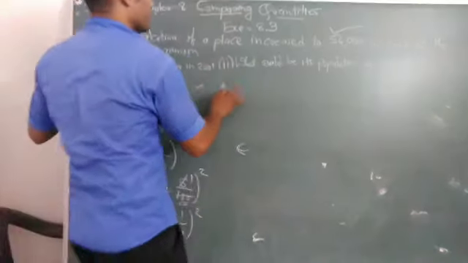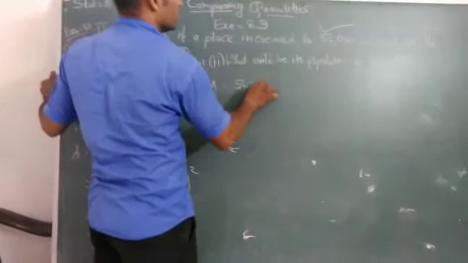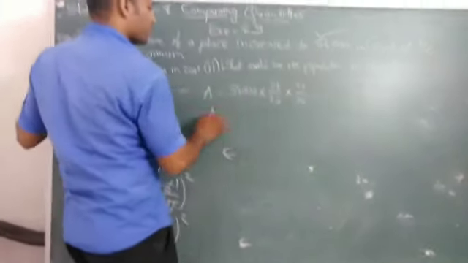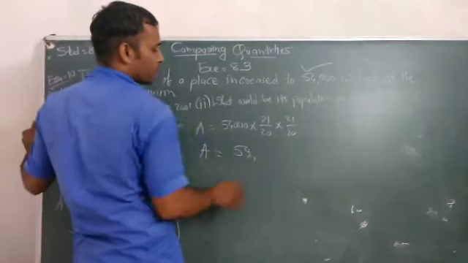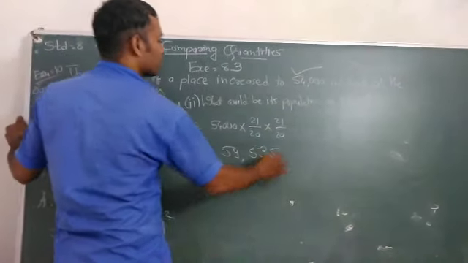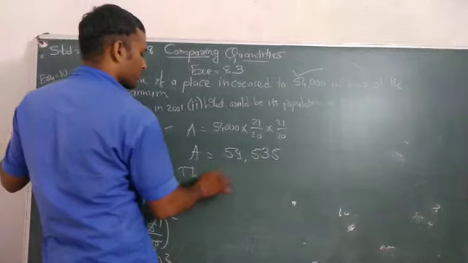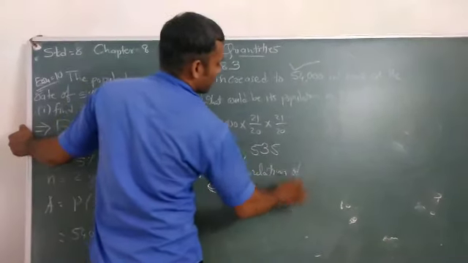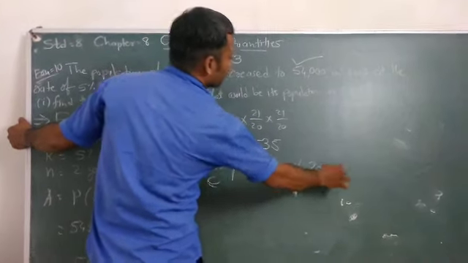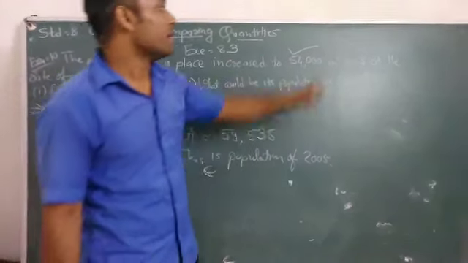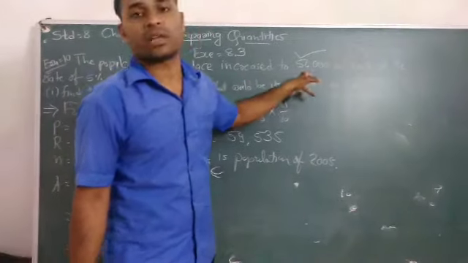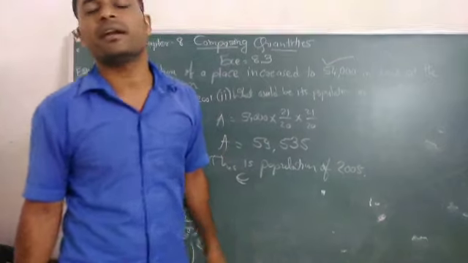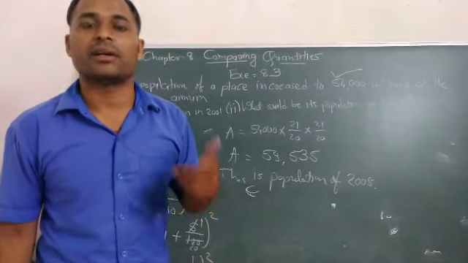So now amount will be 54,000 multiplied by 21 by 20, 21 by 20. Your answer will be 59,535. This is your population of 2005. So now you can also check there. In 2003, population is 54,000, and after increasing, in 2005 it will be 59,535. Clear? Understand? Done.